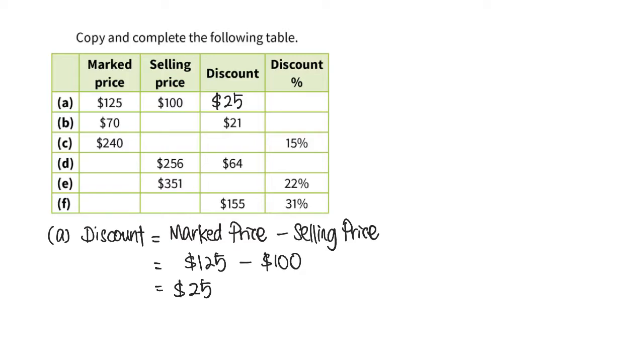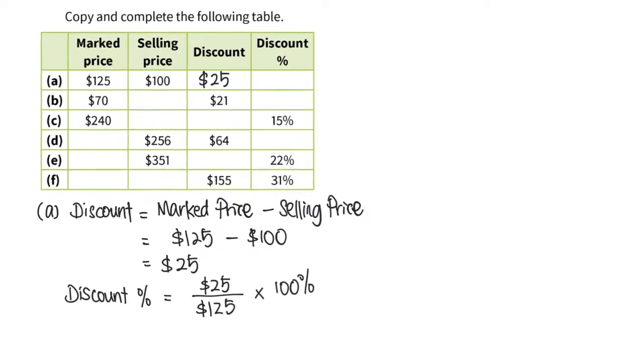And what is the percentage discount? So the discount percentage, which is the discount over the mark price times 100%. And that will give me 20%.